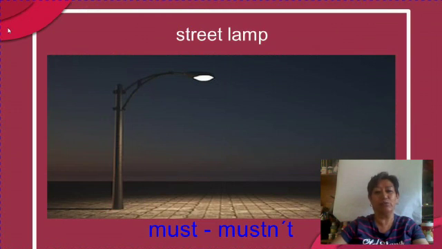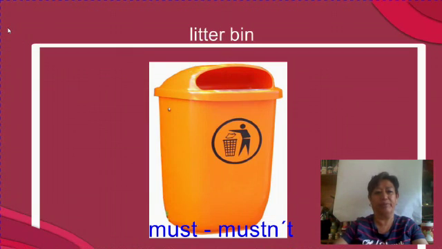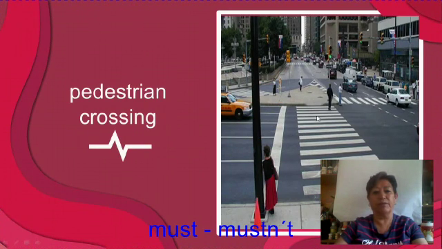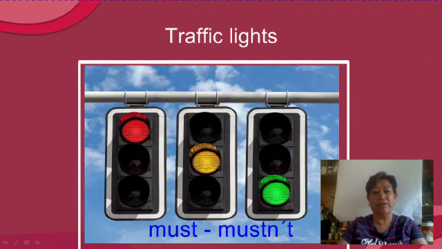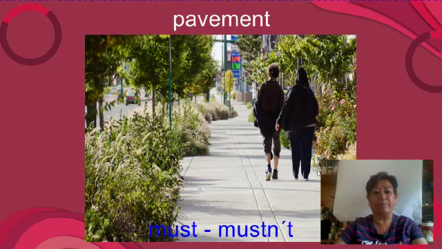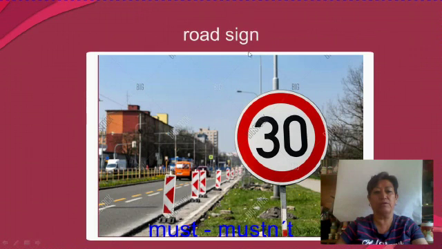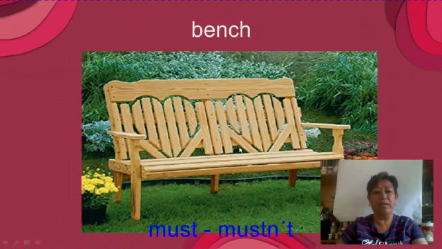Okay, here we have a street lamp, litter bin, pedestrian crossing, traffic lights, pavement, road, road sign, bench.